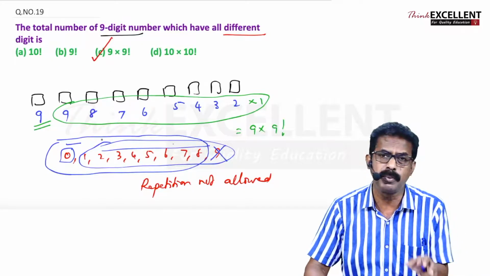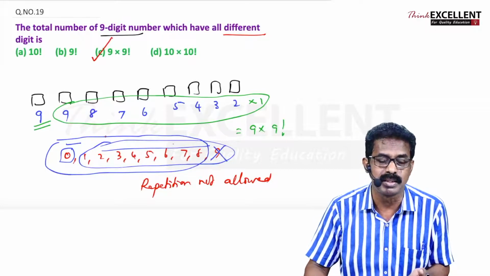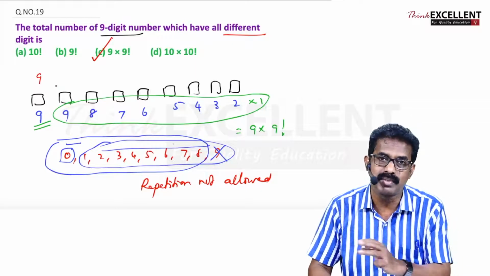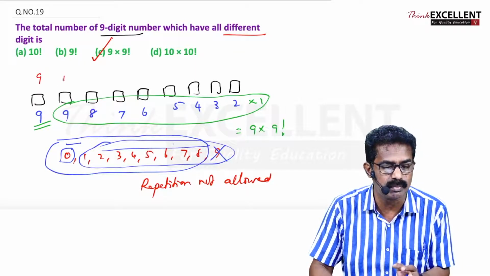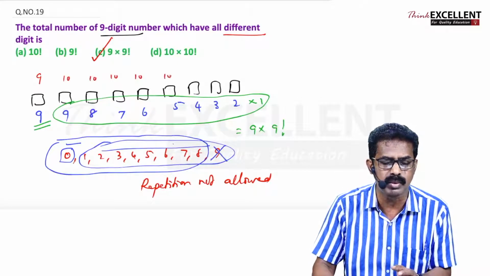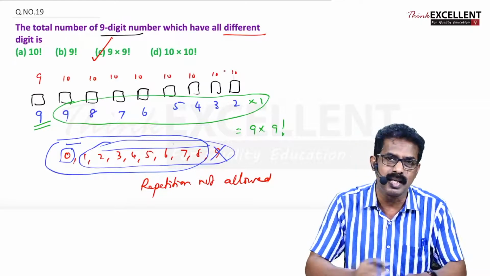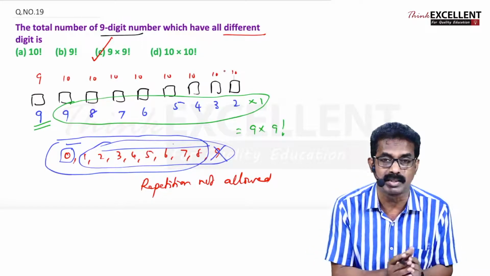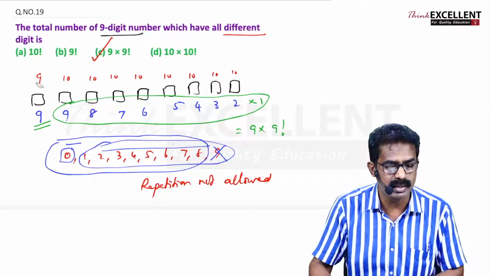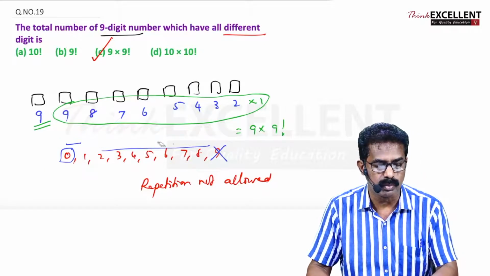9 into 9. Suppose in the same question, if they say repetition allowed, first place can be filled in 9 ways only. Then totally you have 10 digits, right? So this place can be filled in any of the 10 numbers. So 10, 10, 10. Each place you can put 10, because totally 10 digits. You can use any number anywhere except in the first place. Otherwise it becomes an 8-digit number, right? So you have to be very careful. But in this case they said the repetition is not allowed. So this is how we have to do this one.